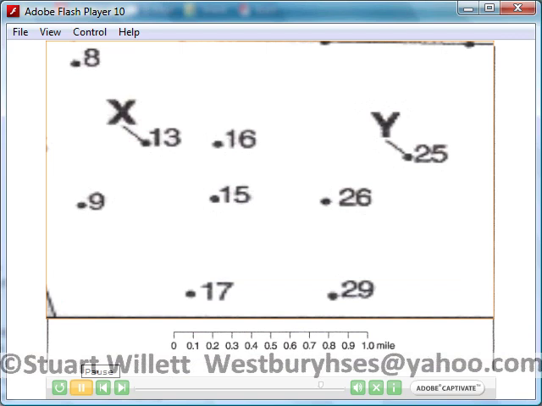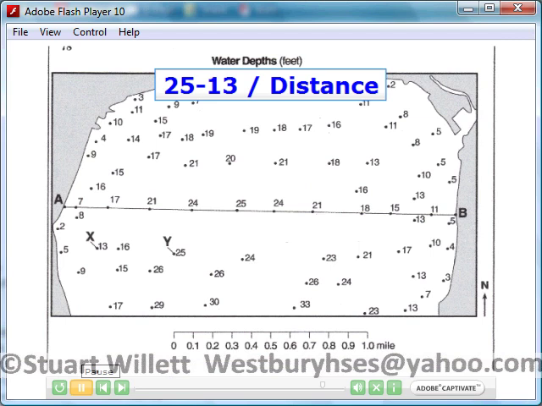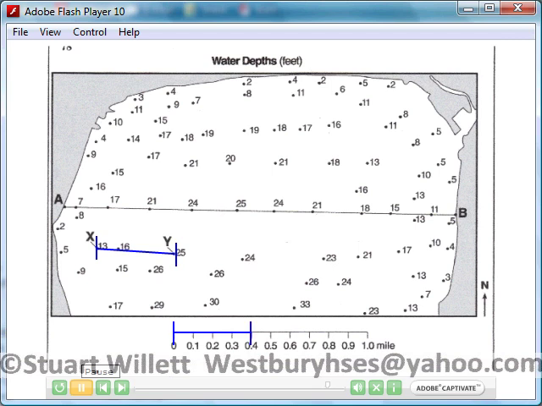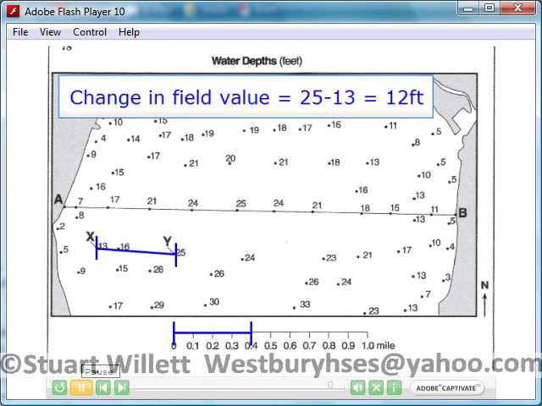So remember, the equation for gradient is change in field value, which is, in this case, 25 minus 13 divided by the distance. So to get the distance, we measure between x and y, and we move down to our scale, and we can see that, oh, it's 0.4 miles. So the distance equals 0.4 miles. The change in field value is equal to 25 minus 13, which is 12 feet.